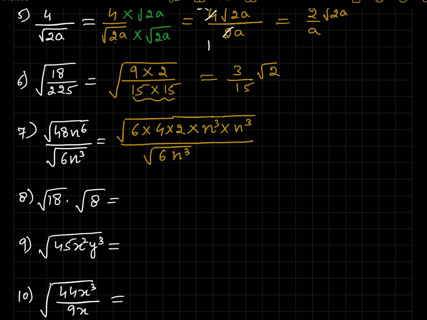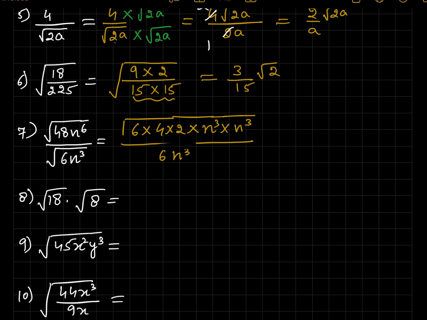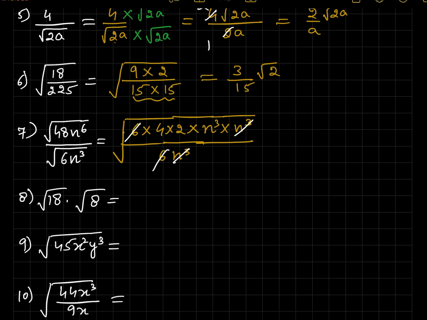So now since both are under this radical sign, I can write the common radical sign. Yes, common radical sign means under this common radical sign I can write this way. Okay, so now I can do the cancellations. So 6 goes out, n cubed goes out. So we are left with what? We are left with square root of 4, which can be written as 2 outside.